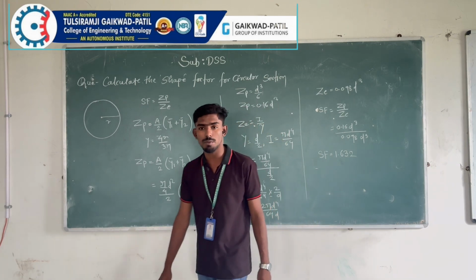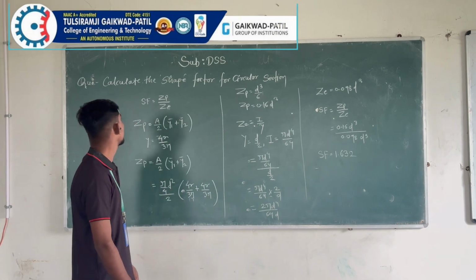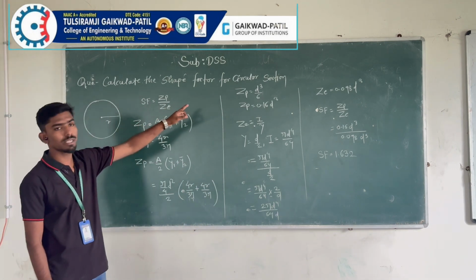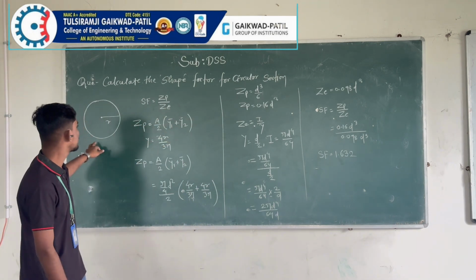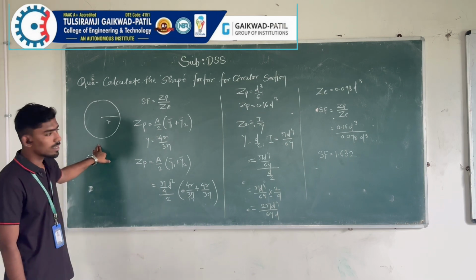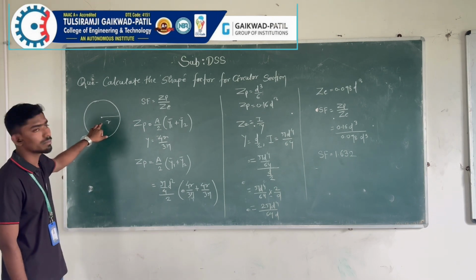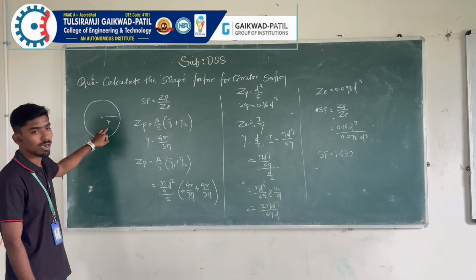So today our topic is in DSS. Our first question is to find the shape factor of a circular section. So this is our circular section, and the given is the radius of this circle, which is small r.